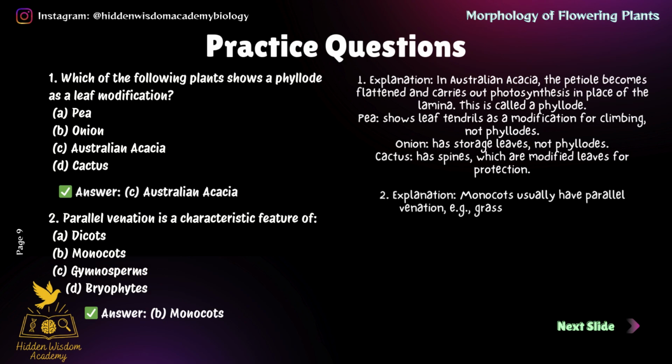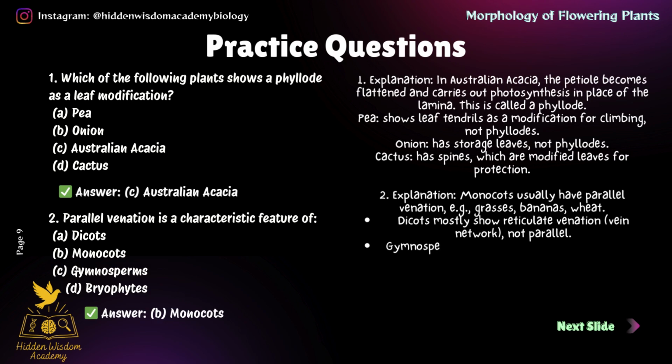Let's move to question 2. Parallel venation is a characteristic feature of option A. Dicots. Option B. Monocots. Option C. Gymnosperms. Option D. Bryophytes.